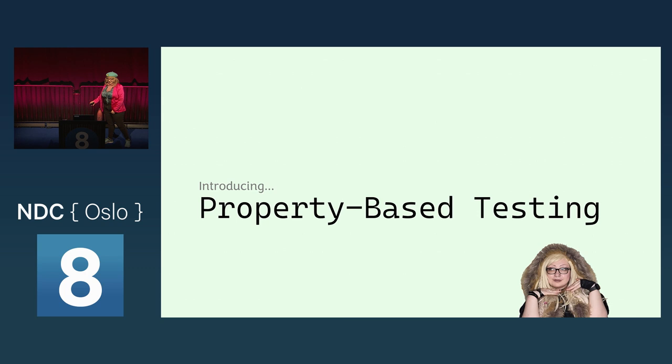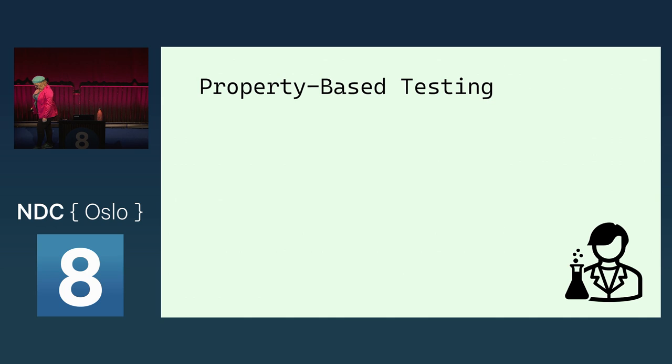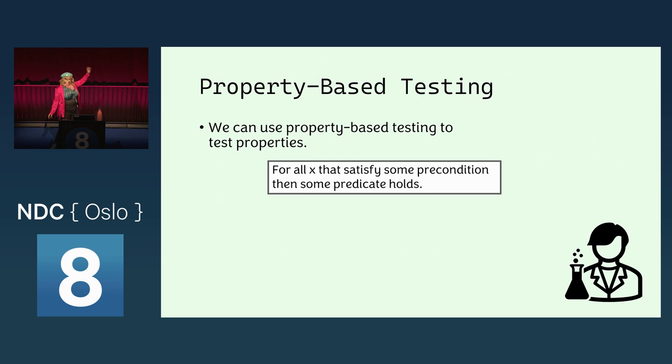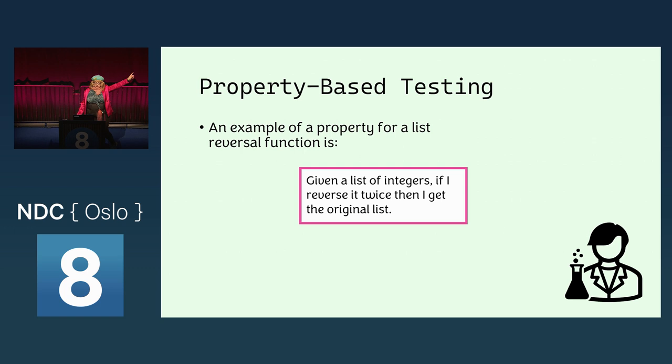So what is property-based testing? Well, surprisingly, it's when you use properties to test your functions. Properties, once again, for all x that satisfies some precondition, some predicate holds. So, for example, a property of an integer list reversal function is, given a list of integers, if I reverse it twice, I get the original list. This will hold for a generic list. Just for the sake of simplicity in this talk, I'm going to talk about integer lists, just because.